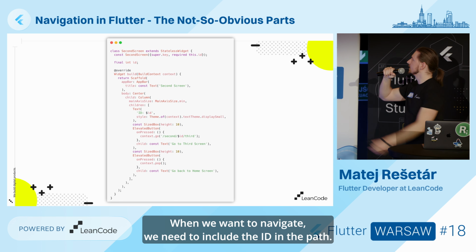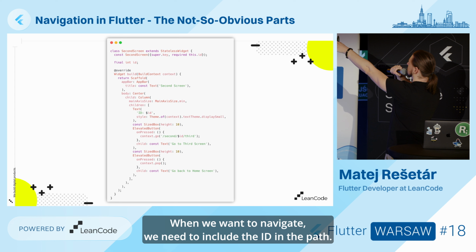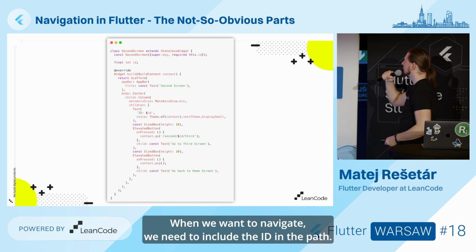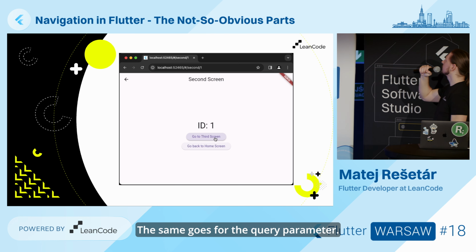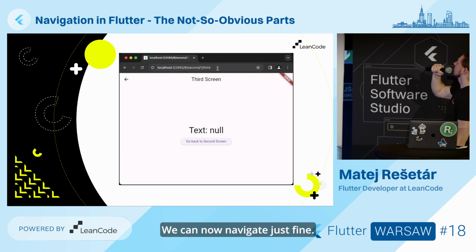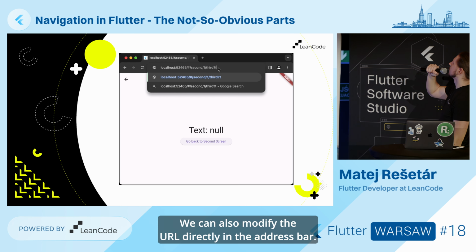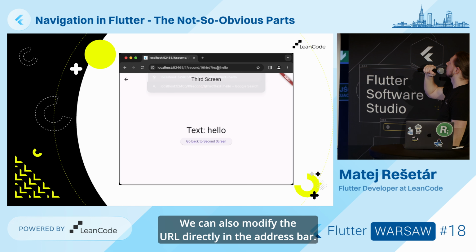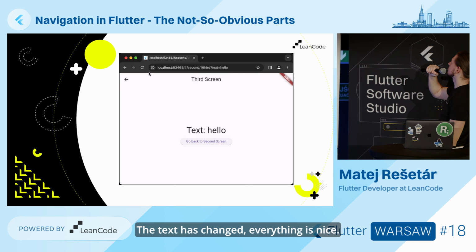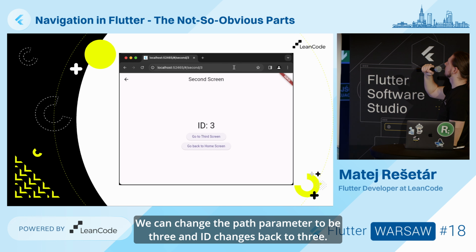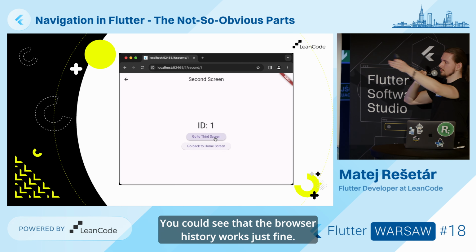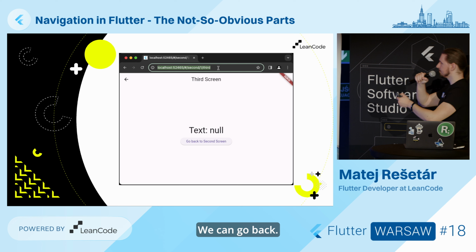So when we want to navigate, we need to include the ID in the path. The same goes for the query parameter. So we can now navigate just fine. We can also modify the URL directly in the address bar. The text has changed. Everything is nice. We can change the path parameter to be 3 and ID changes back to 3. You could see that the browser history works just fine. We can go back.